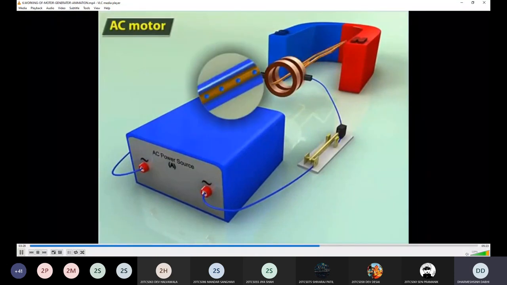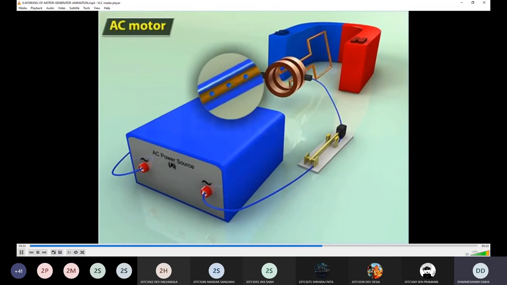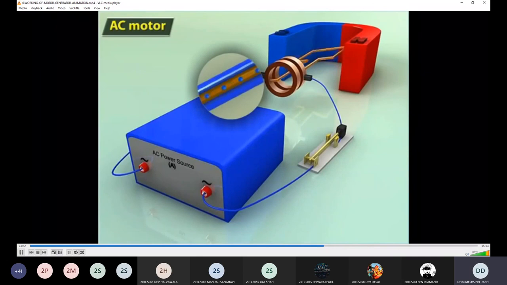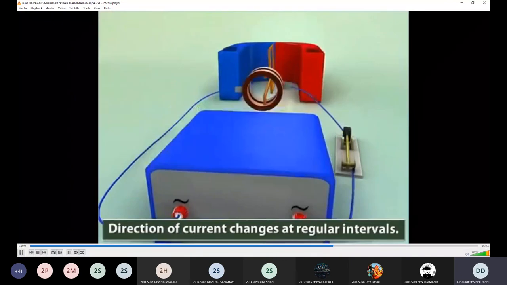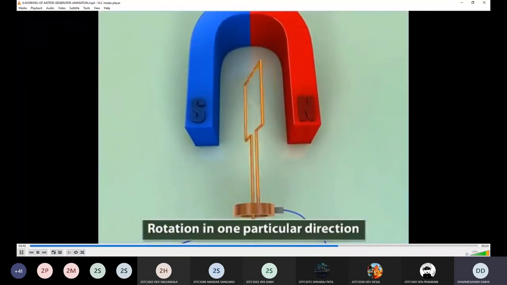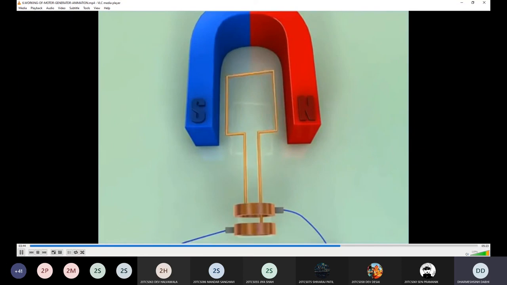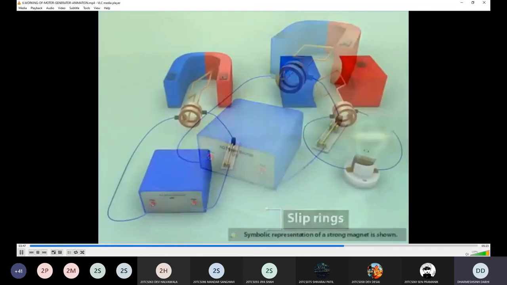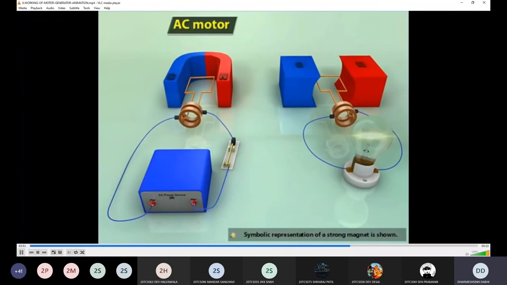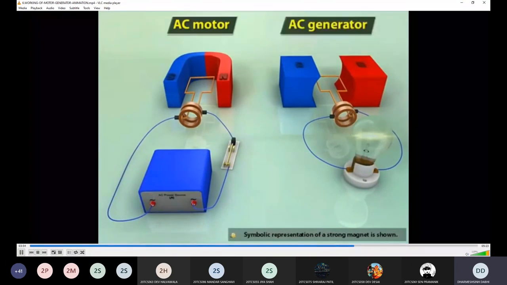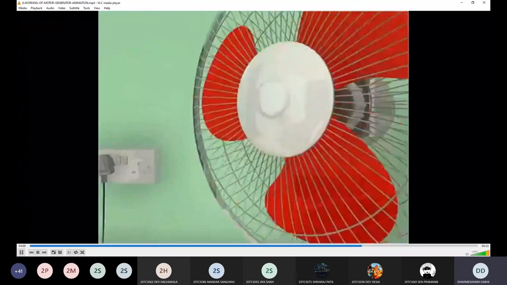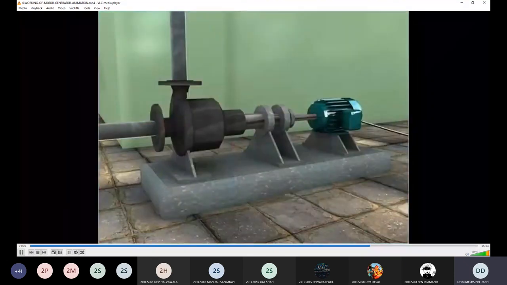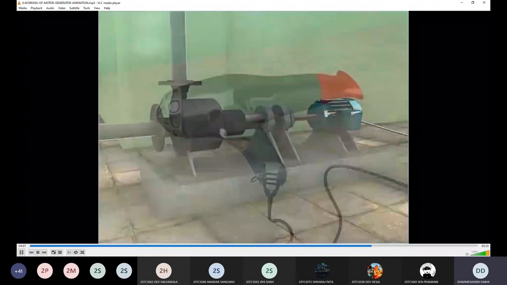As the key is closed, an alternating current starts flowing through the armature. Here, even though the direction of current changes at regular intervals, the armature rotates in one particular direction because of the slip rings. You can notice that the action of an AC motor is basically the reverse of that of an AC generator. Besides electric fans, electric motors are used in devices such as vacuum cleaners, water pumps, and hair dryers.